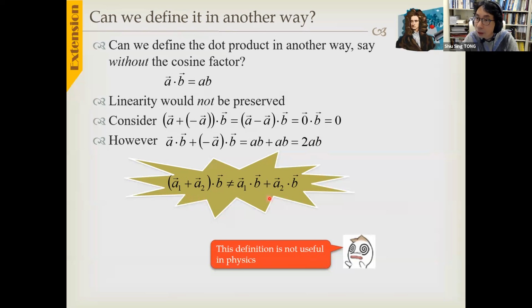And so the linearity property will not hold if you define the dot product like this. And that would not be very useful in physics. Because if even linearity does not hold, you will find it very difficult to manipulate this dot product in a calculation. So that's why we don't define it like this. We define it using the product of the magnitudes and also the cosine factor.